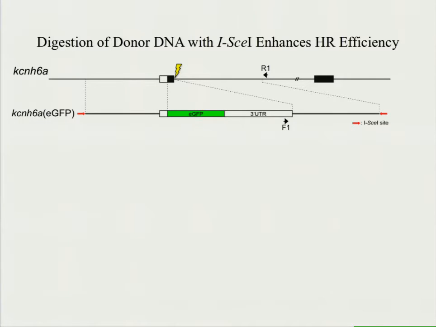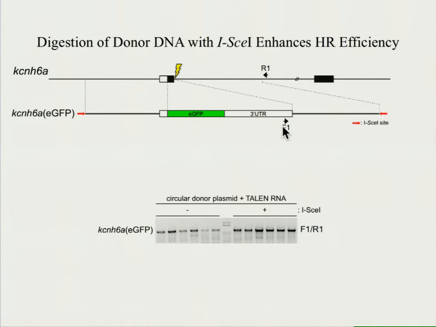This donor had the ICE1 recognition site at both ends of the insert. So we injected this plasmid with TALEN RNA to cleave the downstream intron and analyzed with these recombinant-specific primers. As shown here, with the injection of the donor plasmid with TALEN RNA, we could see the recombination in 6 independent embryos. However, with the addition of ICE1, the amplification becomes stronger, indicating ICE1 enhanced recombination efficiency.